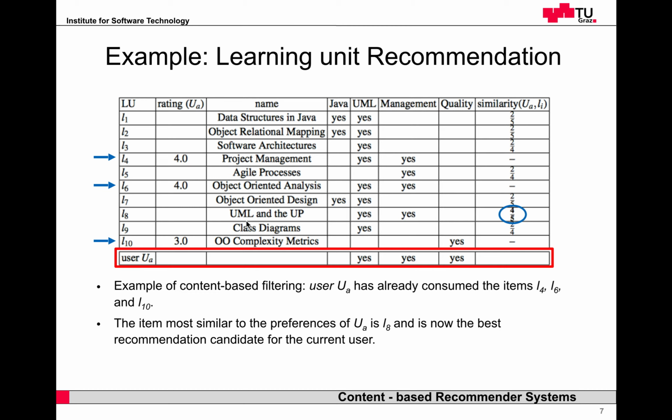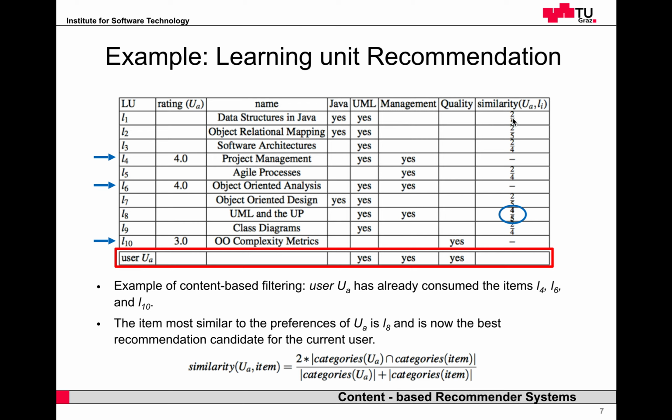Assume a user UA has already consumed the items L4, L6, and L10. The last row of the table shows the profile of the user UA. Now we can calculate the similarity between the user profile and each of the not consumed items using this formula. Let's take a look at the learning unit L1. The similarity between the user profile and this unit is calculated as follows.